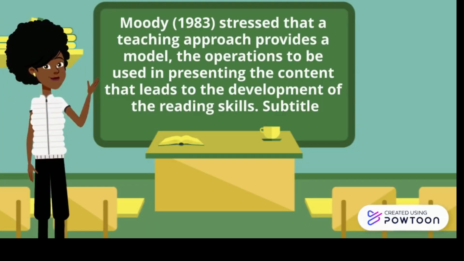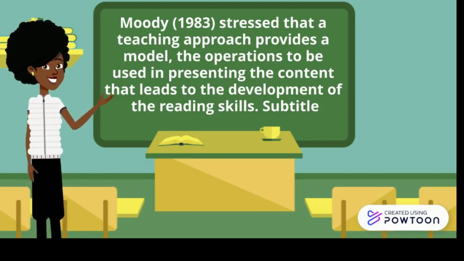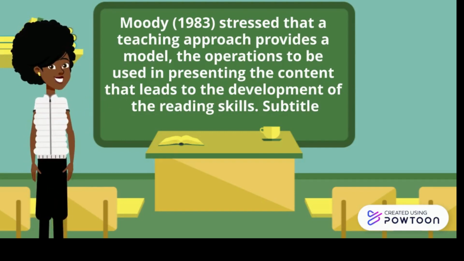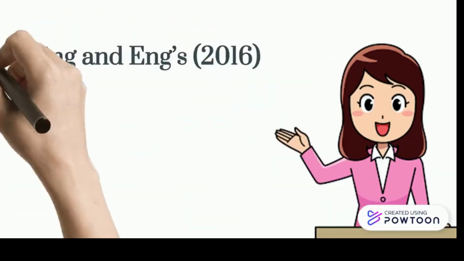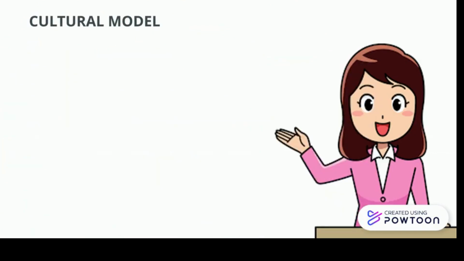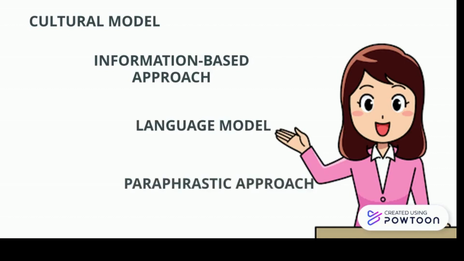Moody in 1983 stressed that a teaching approach provides a model, the operation to be used in presenting the content that leads to the development of the reading skills. In this case, it is the teaching of literature that ensures stimulation of students' interest and the development of language proficiency. Ling and Ing in 2016 determined the types of English literature teaching approaches preferred by secondary teachers. First we have the cultural model, information-based approach, language model, and the paraphrastic approach.